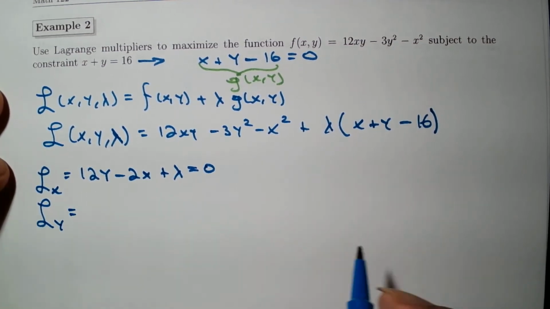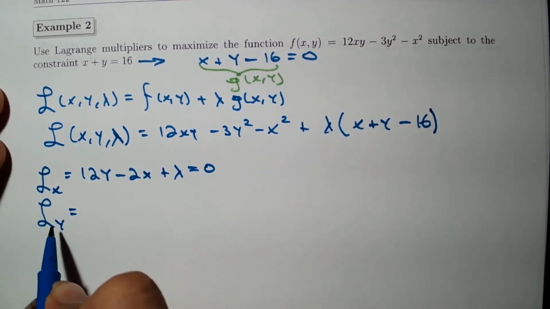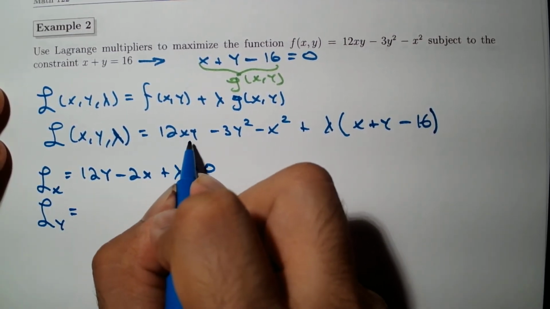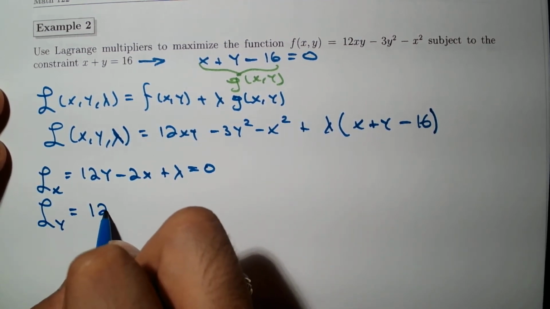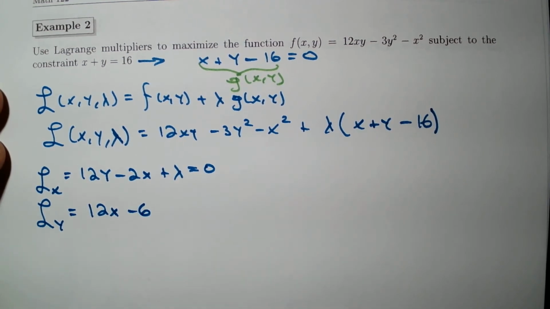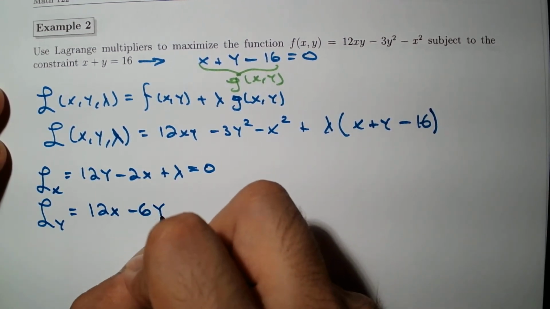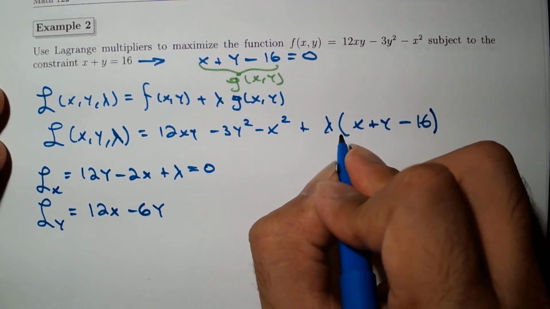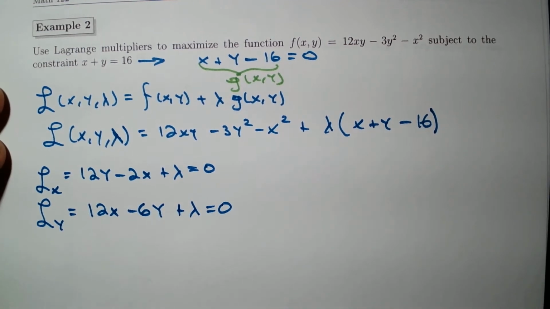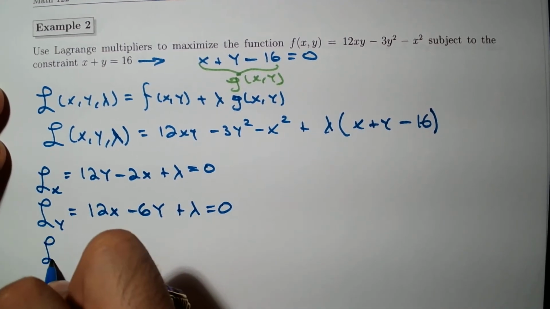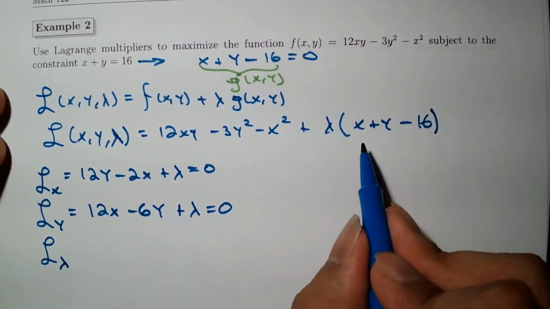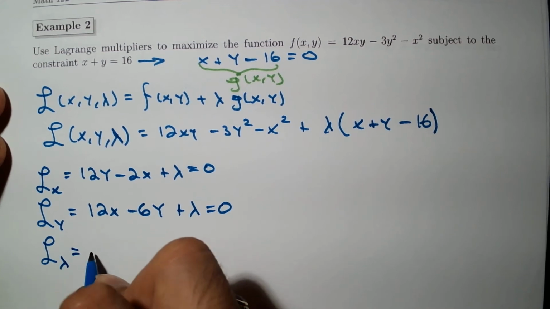Ly equals the derivative of L with respect to y, not lambda. This is L, not lambda. So the derivative of this with respect to y, we get 12x, and then minus 6y, and then the derivative of y is 1 times lambda. This is plus lambda equals 0. The third derivative of the Lagrange function, with respect to lambda this time, is going to be no other than the constraint.